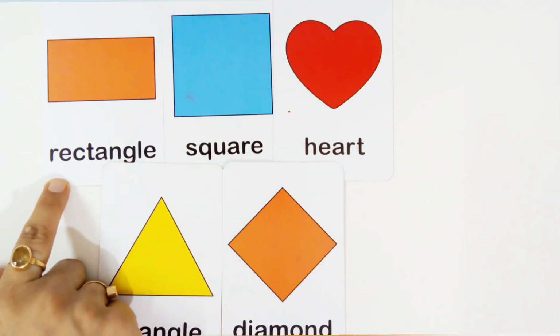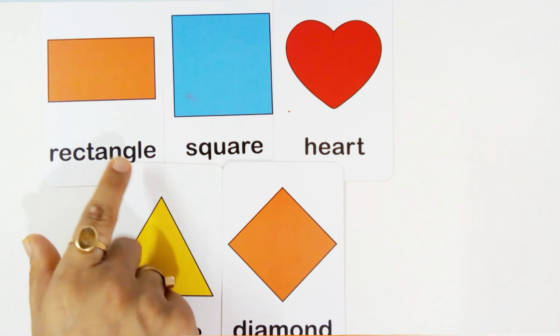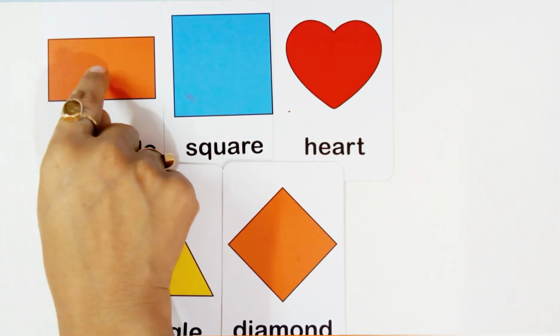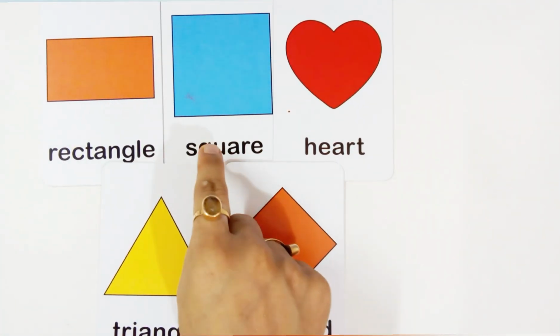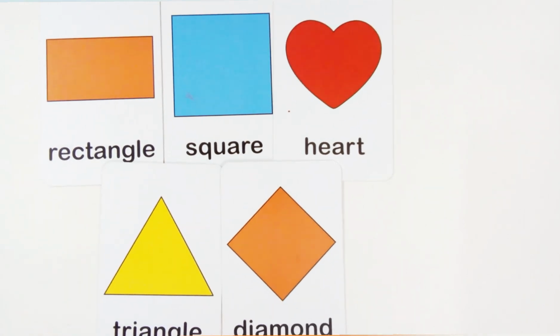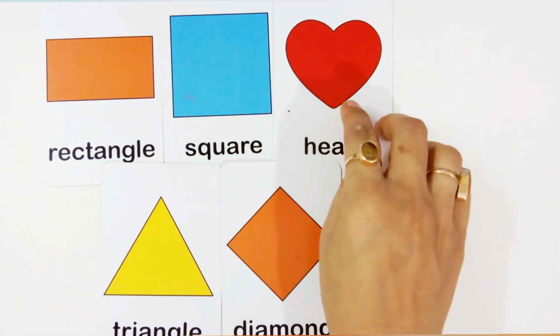So R for rectangle, R-E-C-T-A-N-G-L-E rectangle. This is rectangle shape. Color is orange color. S for square, S-Q-U-A-R-E square. This is square shape and the color is sky blue color.